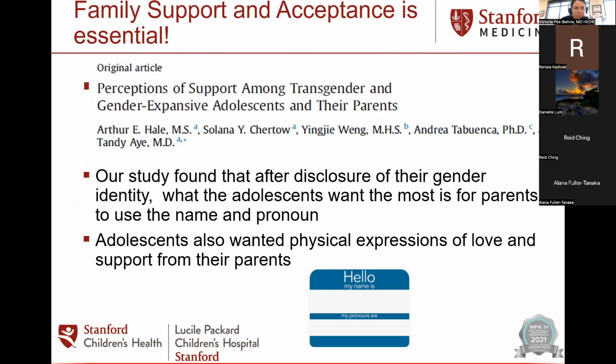And at those moments, how did a parent feel about their support and their acceptance? And what were the things that you wanted to do immediately for your family? And then asking the patient, what is it that they wanted to do? Our study found that after disclosure of their gender identity, what the adolescents wanted the most was for their parents to use the correct name and pronoun. That was number one. So that was, I think, question number 3.